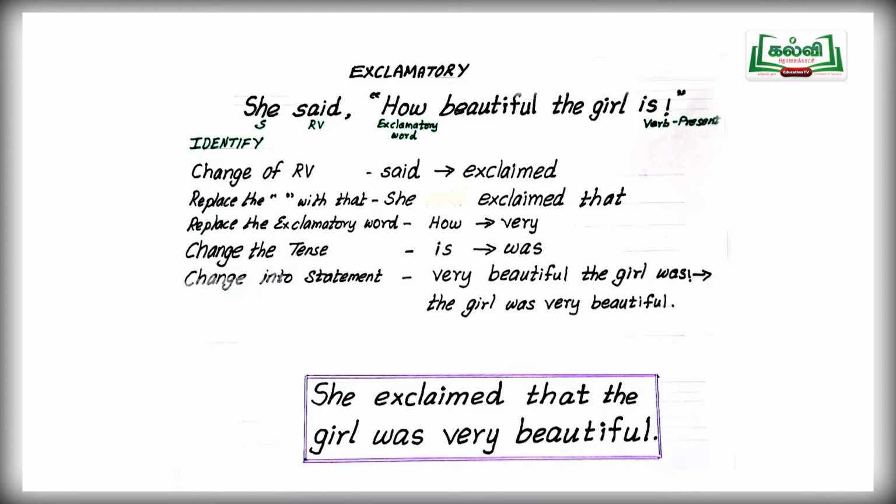Replace the exclamatory word "how" with "very". Change the tense "is" into "was". Change into statement: "Very beautiful the girl was." The statement is "The girl was very beautiful." Then the answer is: she exclaimed that the girl was very beautiful.